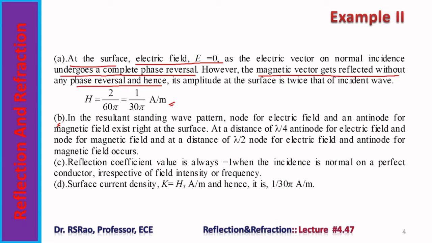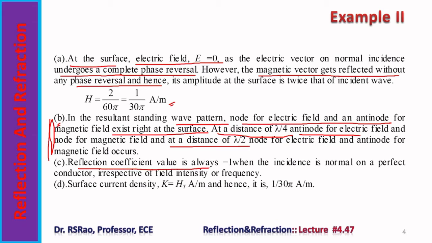B. In the resultant standing wave pattern, node for electric field and anti-node for magnetic field exists right at the surface. At a distance of lambda by 4, anti-node for electric field and node for magnetic field, and at a distance of lambda by 2, node for electric field and anti-node for magnetic field occurs. This is from properties of standing wave pattern.